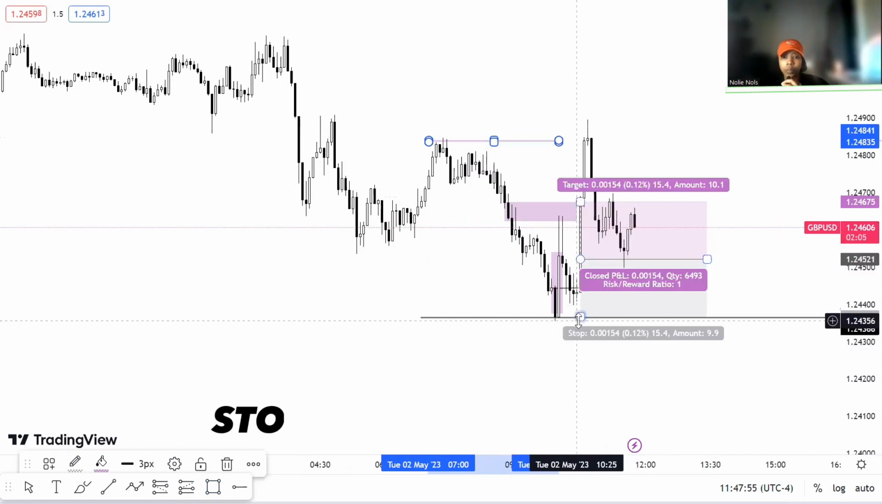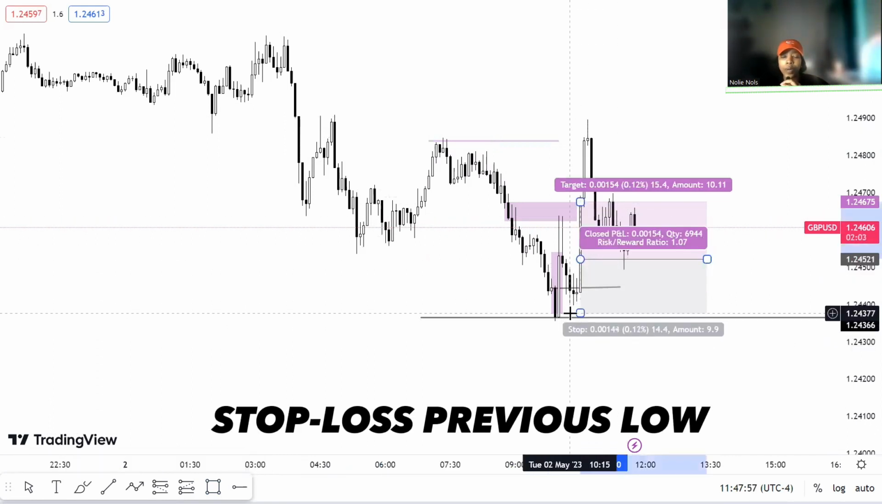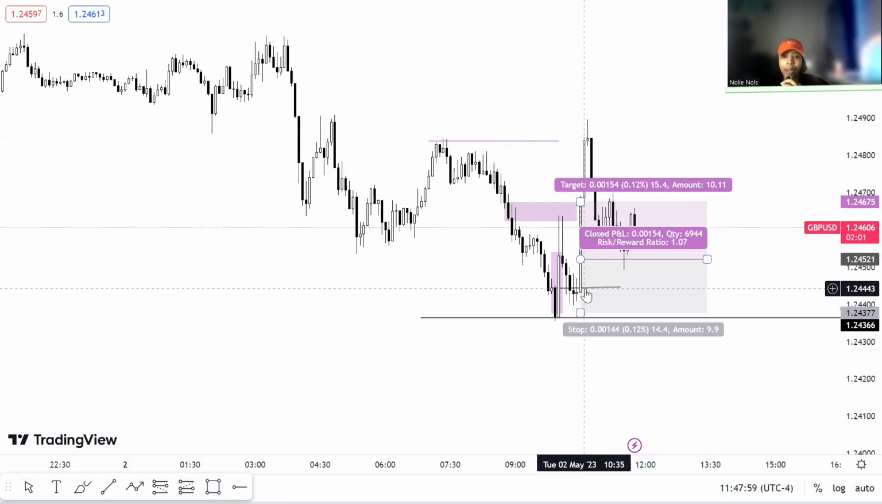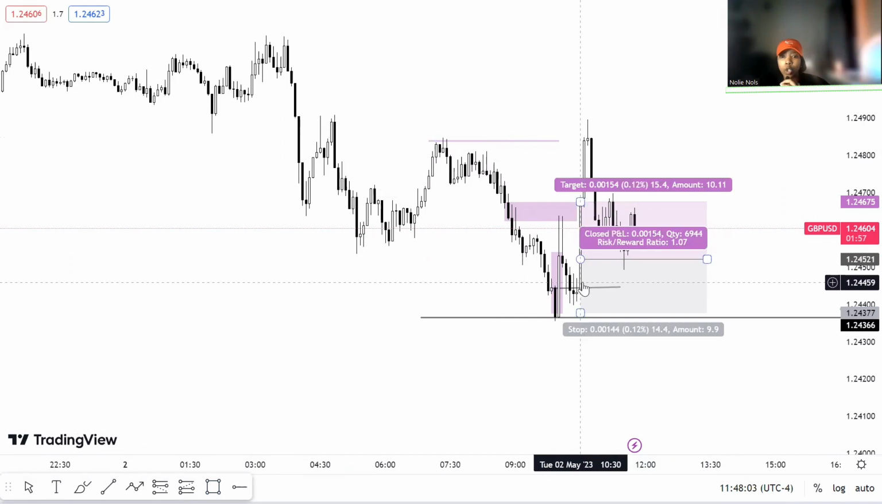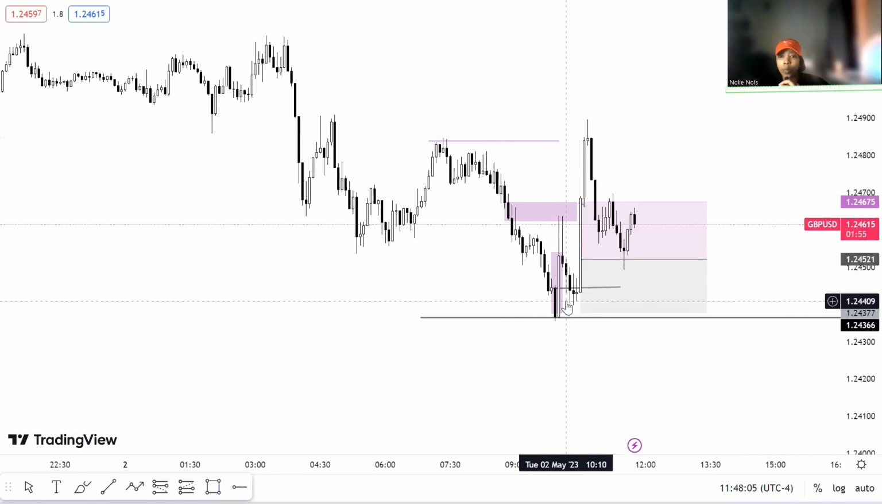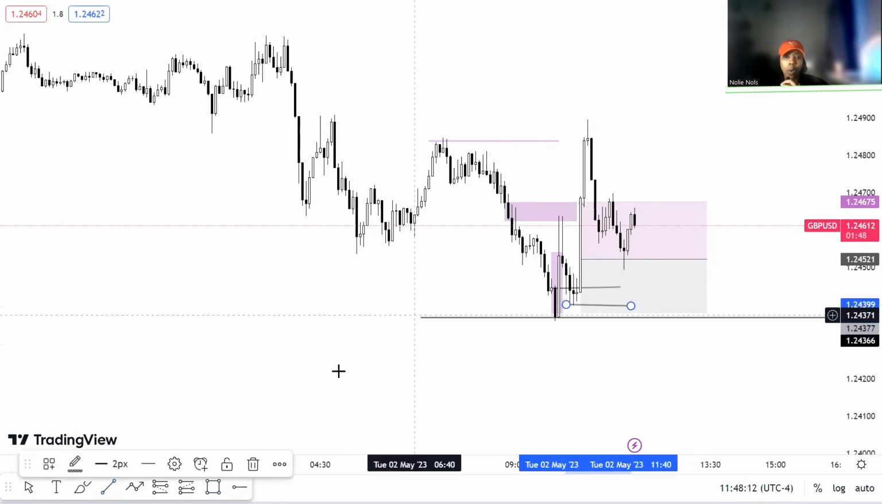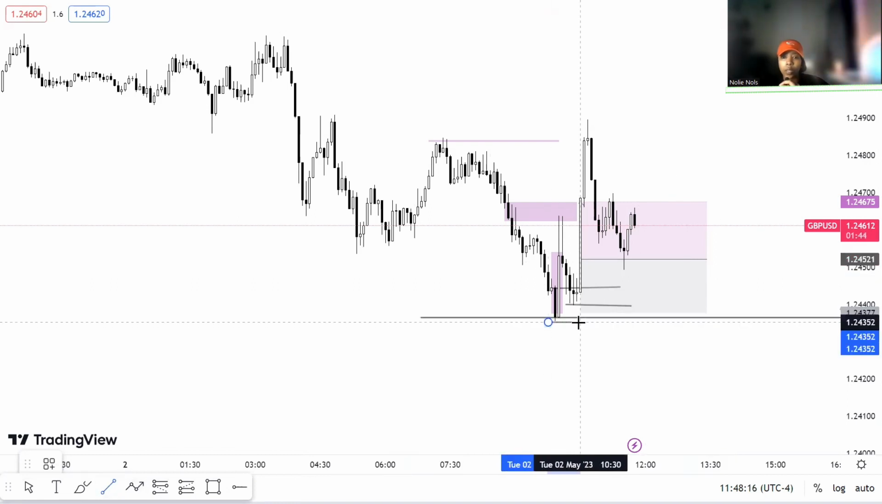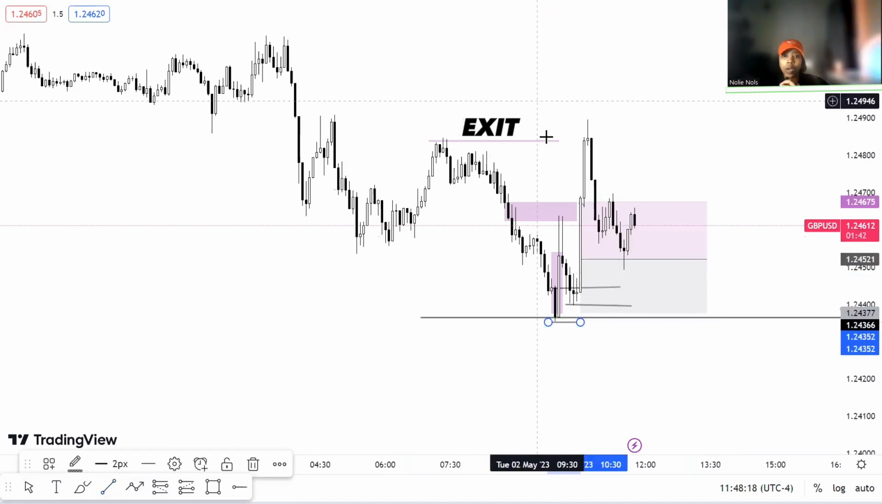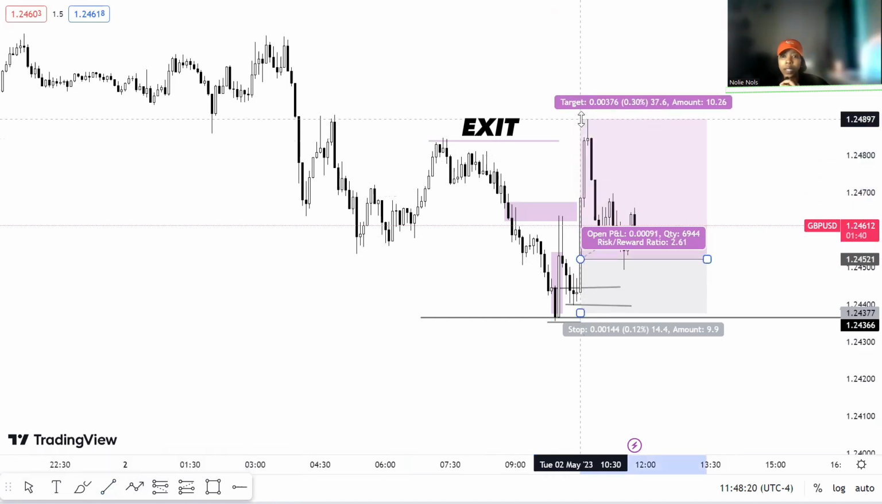So stop loss below the previous low that was printed by price at 20 past. So if you were to enter here, your stop loss could be here. Let me use the tool. Could be there, or stop loss could be there. Then you can target those highs. Now this happens every day, as I'm telling you.